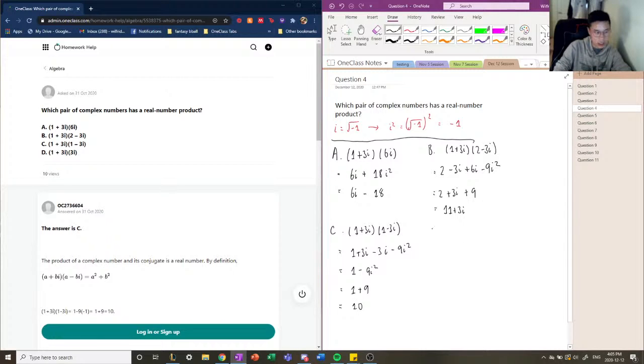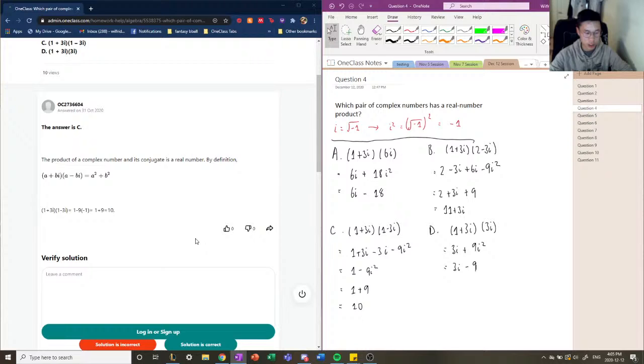All right, let's check the last option here. Our last option is 1 plus 3i times 3i. So this is going to be 3i plus 9i squared. I squared is negative, so we get 3i minus 9. Now looking at all our options, we can see that C is the correct option because it gives us the real number component only.